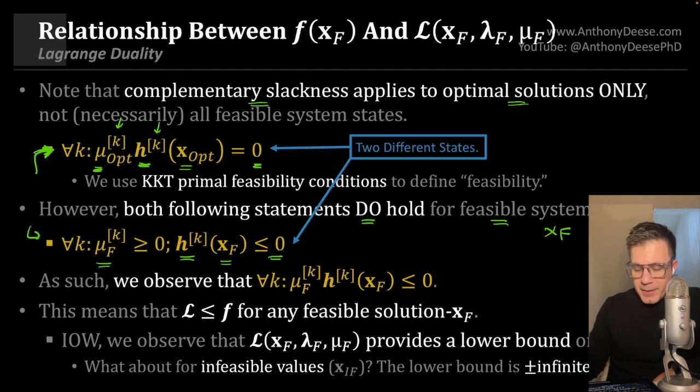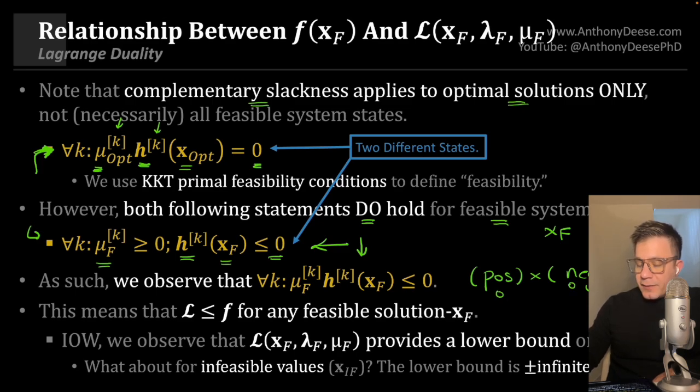Okay, so what we observe is that for any feasible solution, the product of these two, as shown down below, should be less than or equal to 0, because what we have is something that's positive times something that is negative. And so we end up with a value that's less than 0. However, because both of these can also be 0 in and of themselves, we end up with less than or equal to 0.